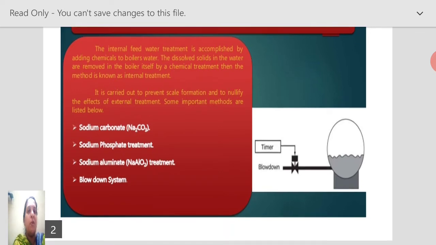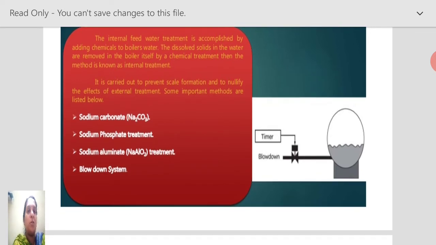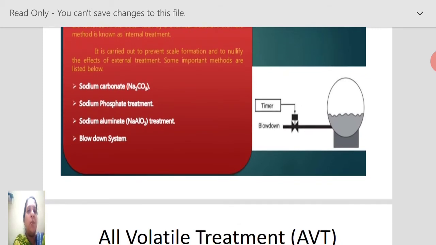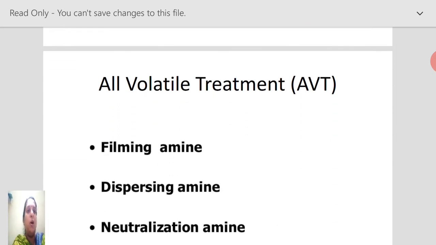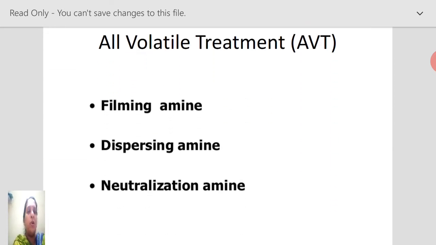so that the dissolved solids in the water get removed, so as to prevent scale formation, and it also nullifies the effects of external treatment. These are a few of the chemicals used in internal treatment, like sodium carbonate, sodium phosphate, sodium aluminate, as well as the blowdown system. And all volatile treatment is also one of the internal treatment systems, where we use filming amine, dispersing amine, as well as neutralization amine for treatment.